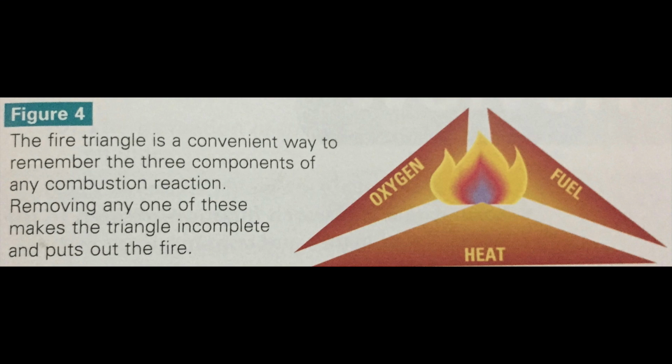In combustion, a substance reacts rapidly with oxygen and releases energy. The energy is observed as heat and light. Many substances such as wood, kerosene, and diesel oil burn rapidly in air, which is only about 20% oxygen. This makes them useful as fuels. Figure 4. The fire triangle is a convenient way to remember the 3 components of any combustion reaction. Removing any one of these makes the triangle incomplete and puts out the fire: oxygen, fuel, and heat.